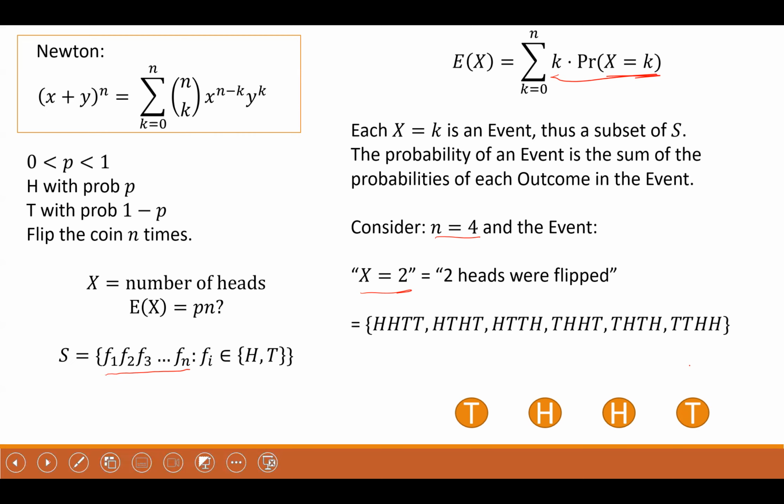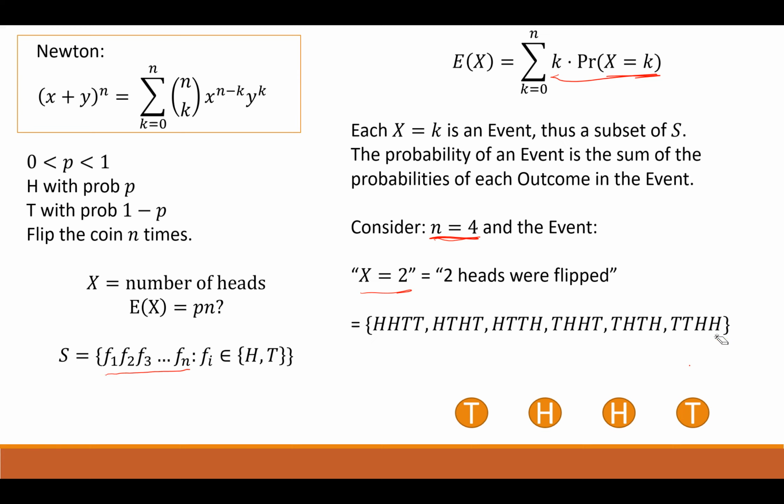And if we look at the subset of all possible outcomes, right? Remember n is equal to 4, so we flipped 4 coins. We can just iterate them. There's 6 of them, and these are all the outcomes where I flipped heads twice. Okay, so now we want to find the probability of this event. What is the probability that X is equal to 2 when n is equal to 4?